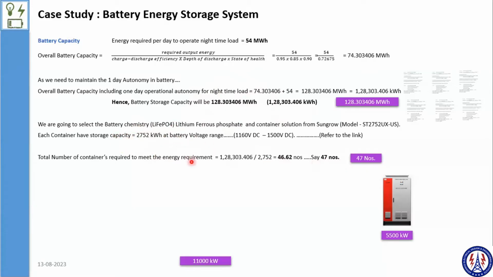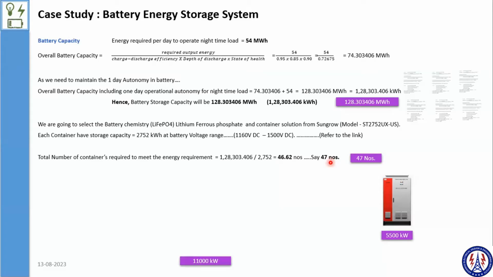There are 47. How did I calculate this value? 128 megawatt hour, I converted it into kilowatt hour. 128,303.406 divided by 2752 gives me 46.62. I can say 47 containers I do require for the plant, and I'm keeping those 47 containers on the site.